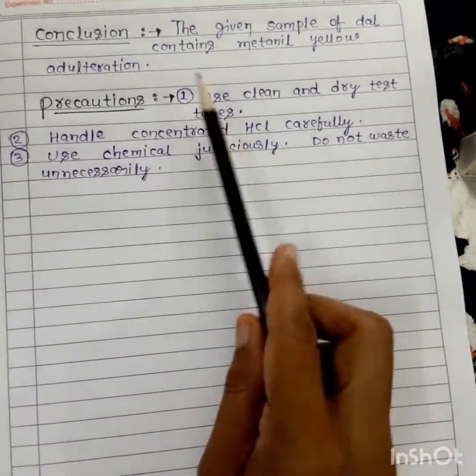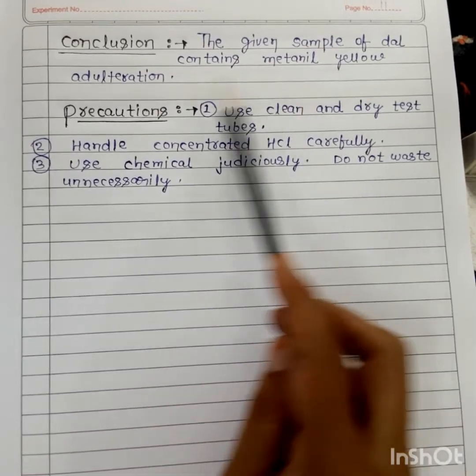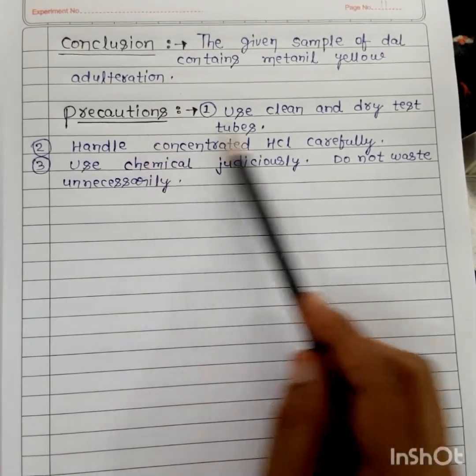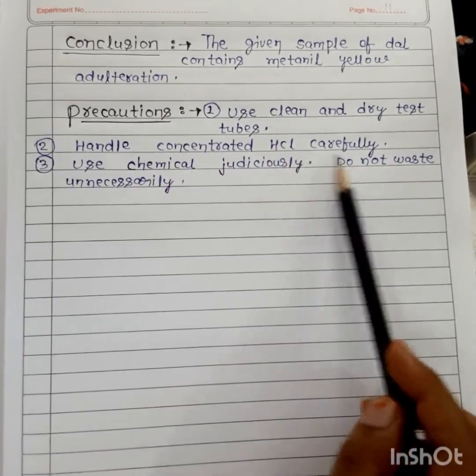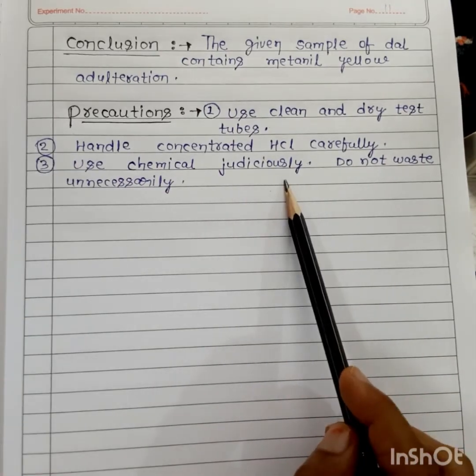After observation, we have to write the conclusion. The given sample of dal contains metanil yellow adulteration. Precaution: use clean and dry test tubes, handle concentrated HCl carefully, and use chemicals judiciously, do not waste unnecessarily.